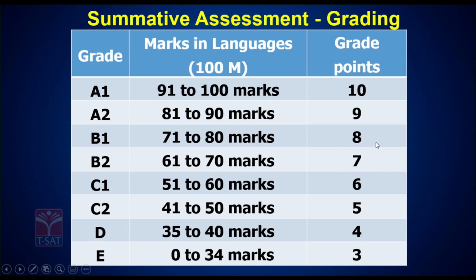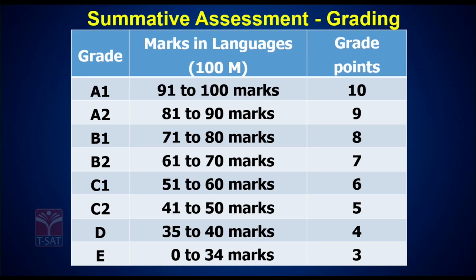And how are the grade points given? A1 is reflected as 10 points, whereas A2 is 9 points, B1 8, B2 7, C1 6, C2 5, D 4, and E is 3. So, if a child scores either an E grade or GPA 3, it means he is not successful. And one important thing in CCE is it enhances healthy competition.